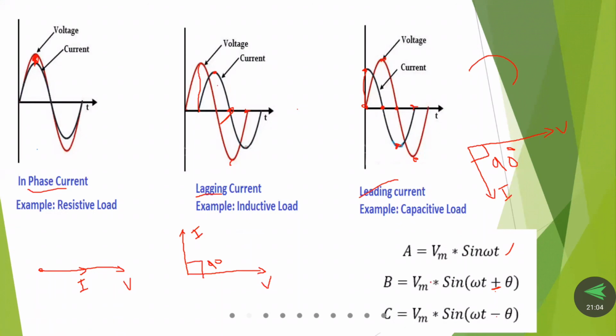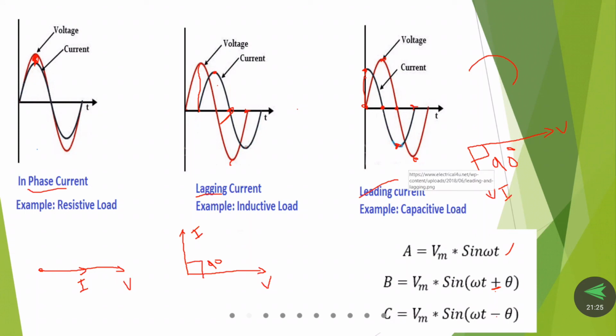If instead you take the current as the reference, the formula for current does not change. First, I equals Im sin omega t is a constant formula for both voltage and current, because a resistive circuit does not affect the performance. But in the case of the leading and lagging positions, the formulas for voltage and current will change here, right?